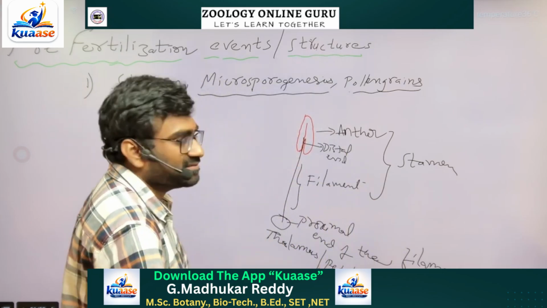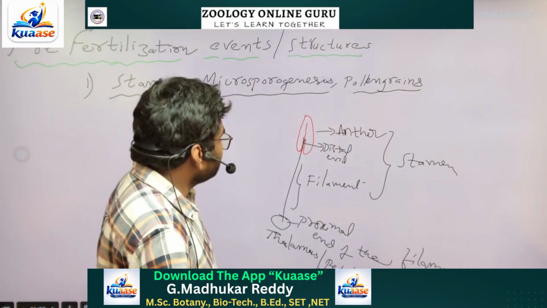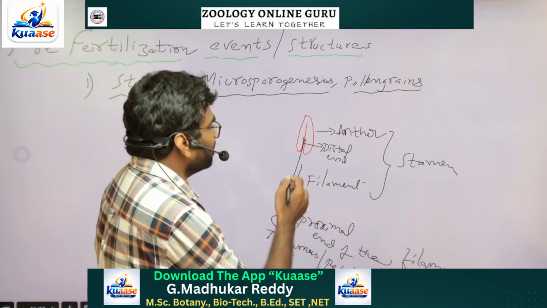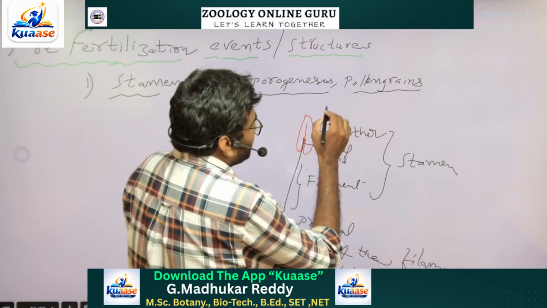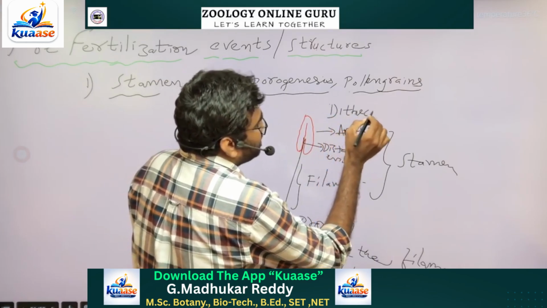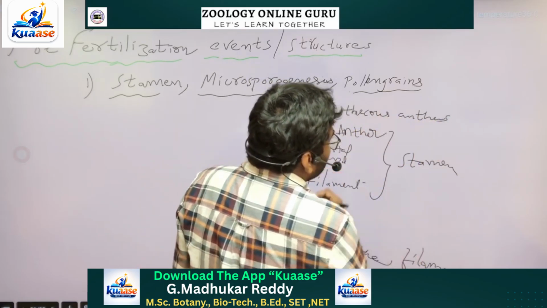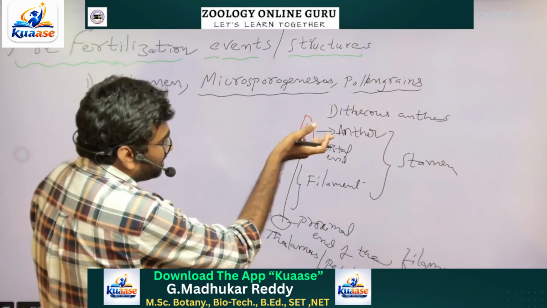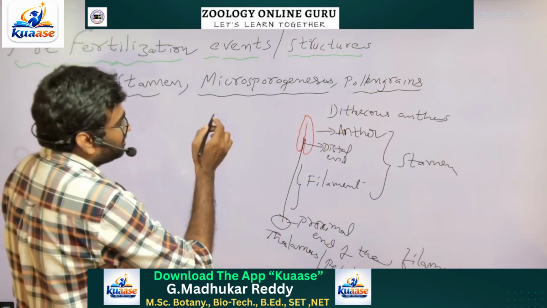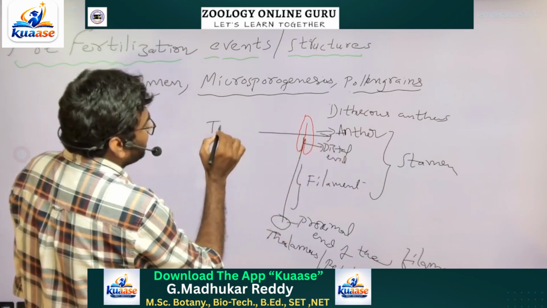Here the number of stamens varies from plant to plant, right? And usually in most of the flowering plants, these anthers are dithecous anthers. When we make a horizontal cut of the anther, that is usually called a transverse section.